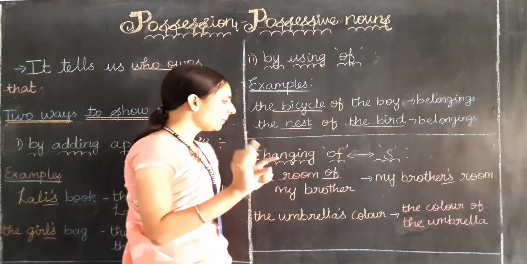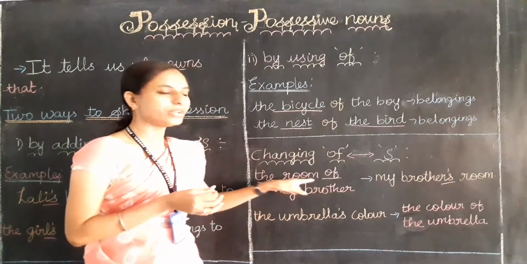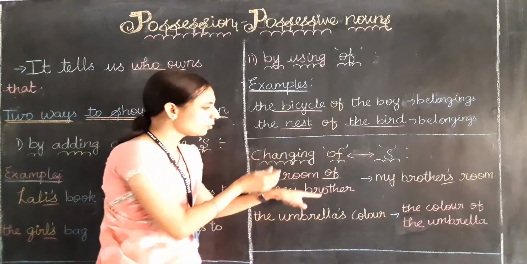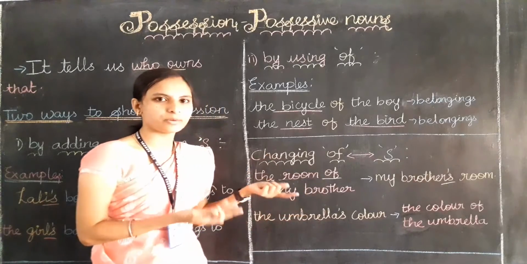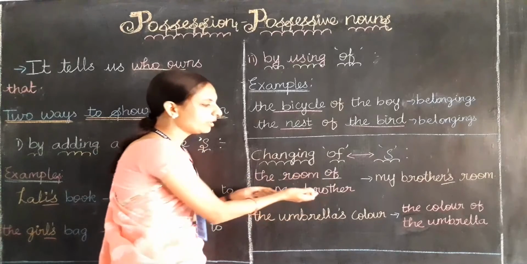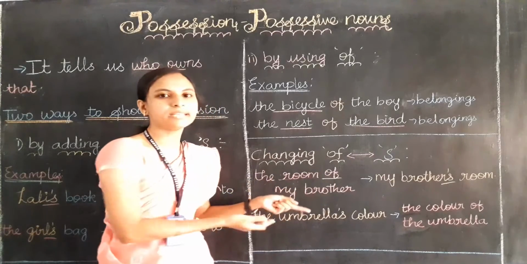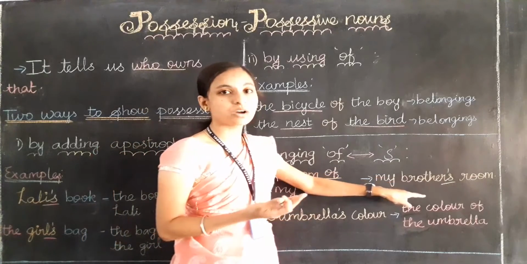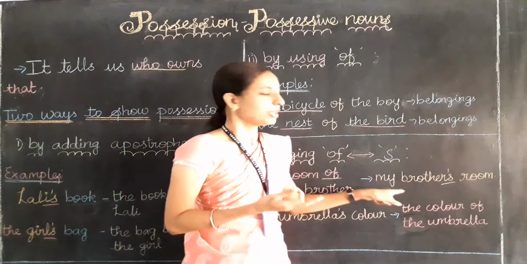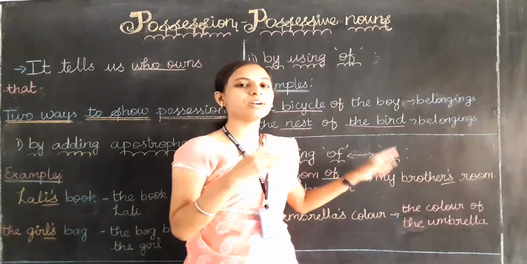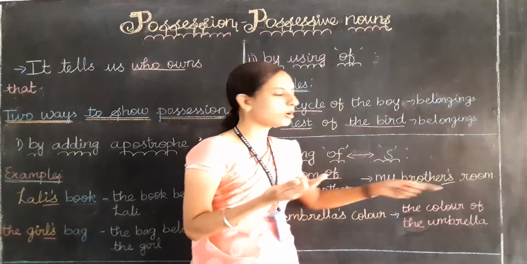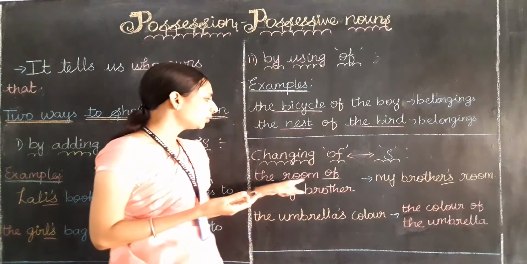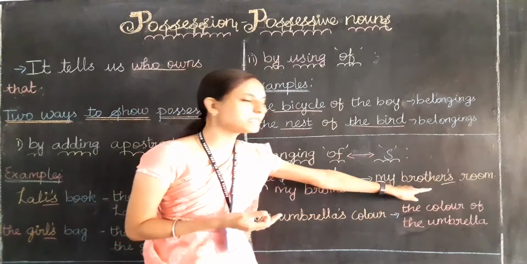Clear? So remember that whenever you are using "of" in a sentence, you have to write the thing name first, then the owner name. The room is the thing name or the place name, and who is the owner? My brother. So I will write: the room of my brother. But whenever we are using apostrophes, we need to use the name first, and then the belonging thing after the name. My brother's room.